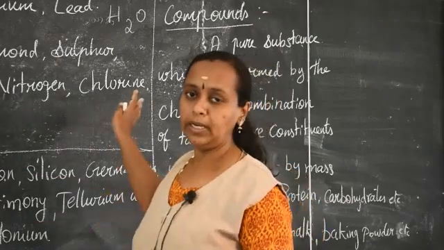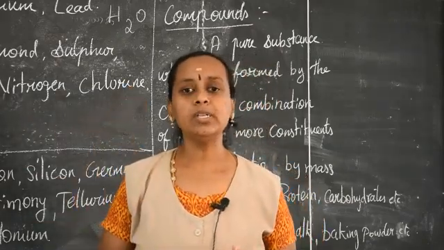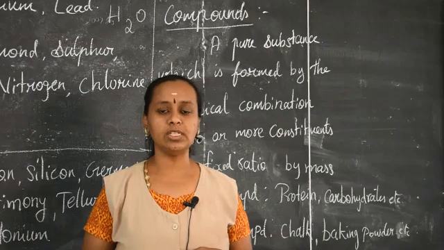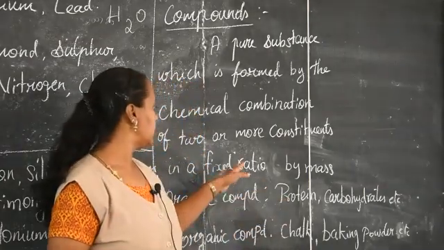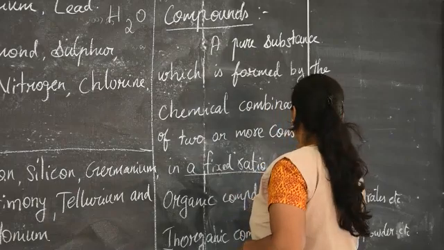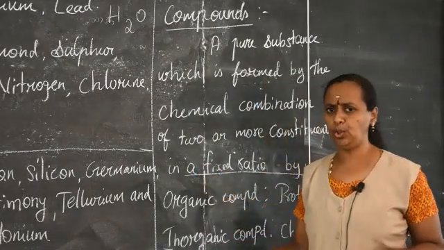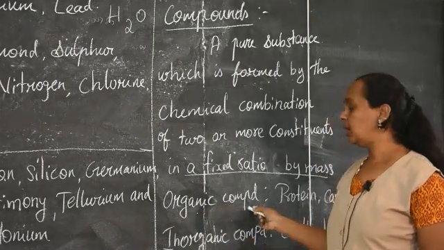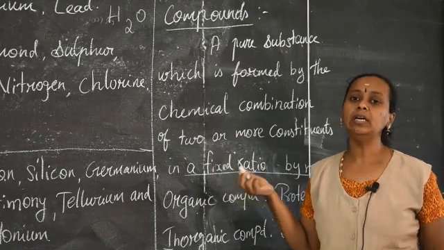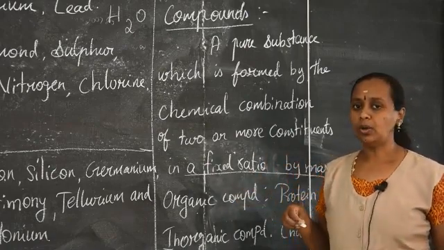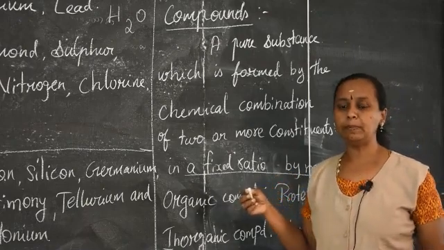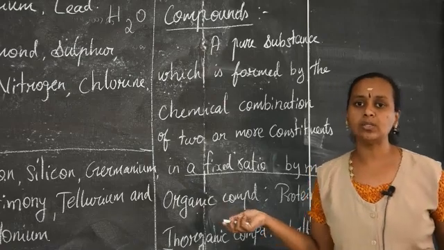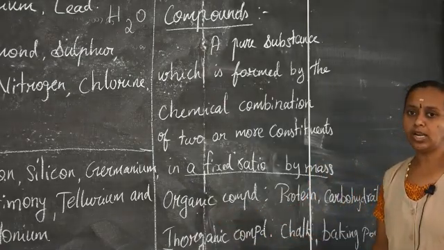So we are dealing with the topic of compounds. What is a compound? A compound is a pure substance that is formed by the chemical combination of 2 or more elements or constituents in a fixed ratio of mass. That is the main thing you have to keep in your mind. And it is again classified into 2: organic compound and inorganic compound. Organic compounds are obtained from natural sources, such as proteins and carbohydrates. Plants and animals are able to produce proteins and carbohydrates, that is called a natural source, so that comes under the category of organic compound.